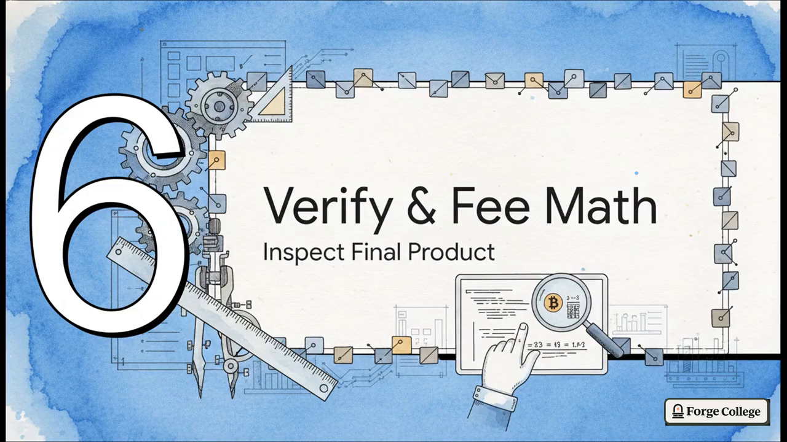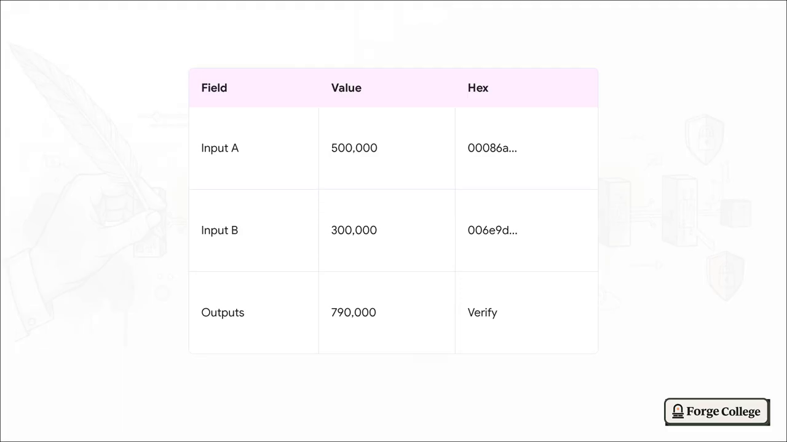Because let's be real, a good engineer never deploys without inspecting the final product. Let's double check our math. We always want to cross-reference our human-readable blueprint with the raw hex. We need to physically look at those assembled bytes and confirm that the serialized hex exactly matches our intended 500,000 and 300,000 satoshi inputs. And, of course, we need to ensure our outputs properly total up to 790,000 satoshis.